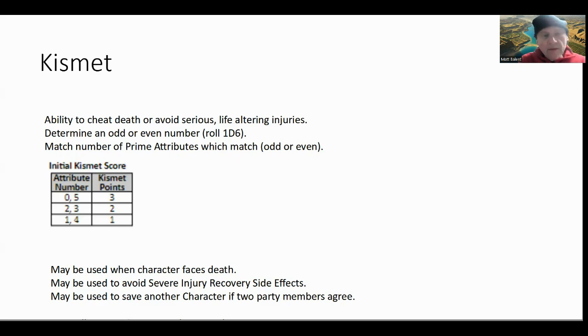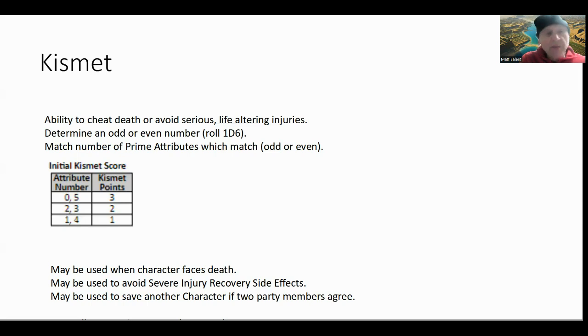And it's kind of a pretty simple way to figure out your initial points. You roll a die to get an odd or even number, so like a die 6. And you're either going to get an even or an odd result. And you match the number of prime attributes you have that are the same as that die roll, whether it's odd or whether it's even. And you're going to have either from 0 to 5 matching that odd or even value. And then based on the little chart that I have there, that tells you how many points you get. And those points are set for the duration of the character.